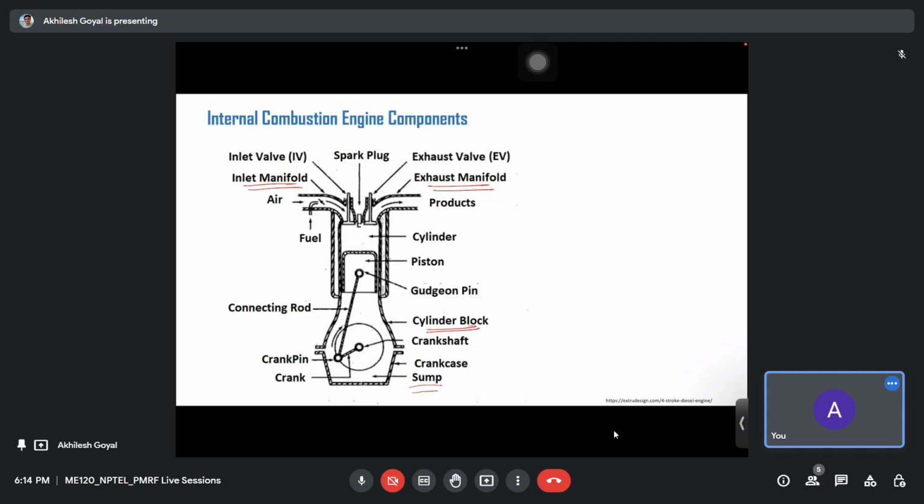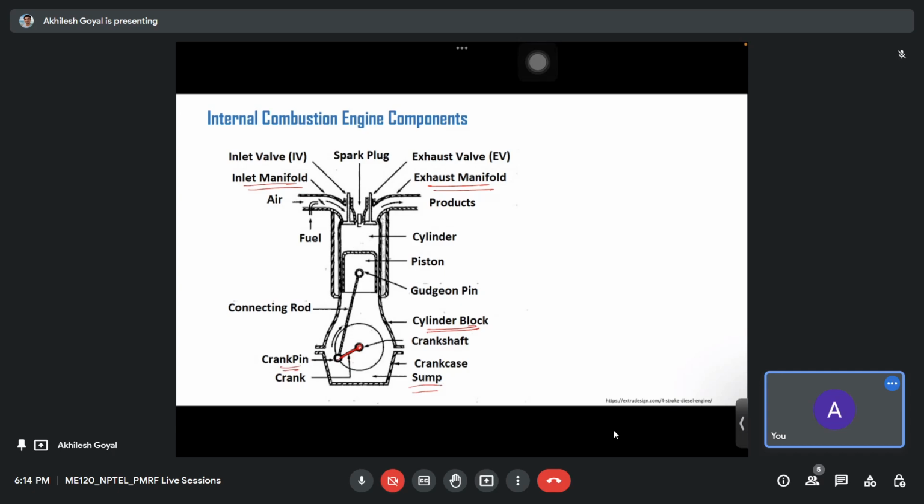Okay, and this is the crankcase. Here inside this crankcase, this is the crankshaft, and this crank connects the crankshaft and the connecting rod through the crank pin.